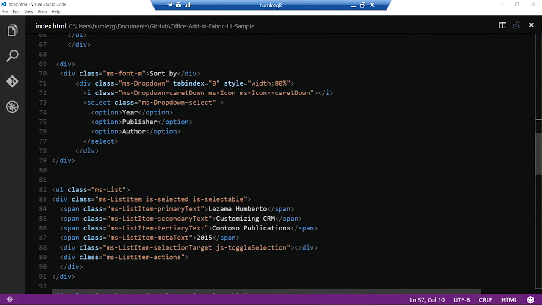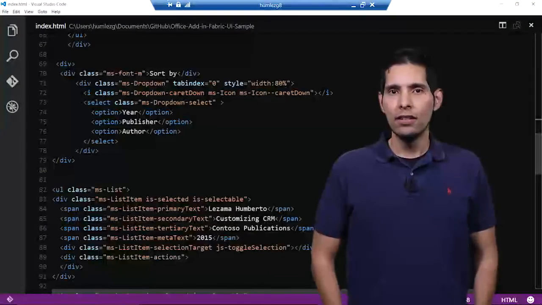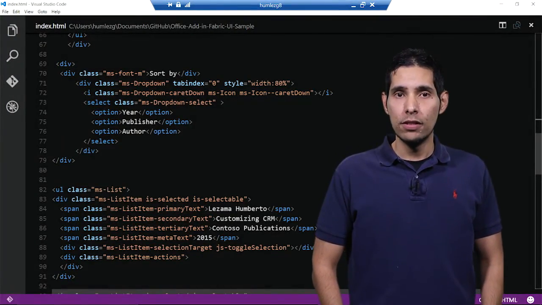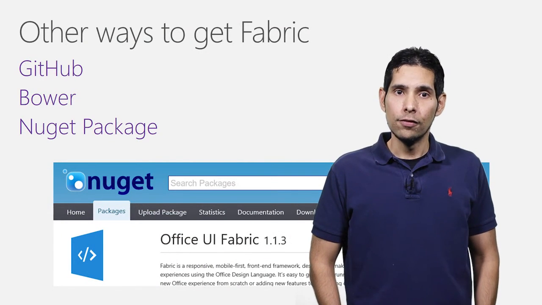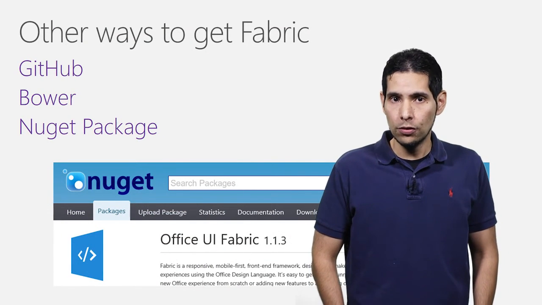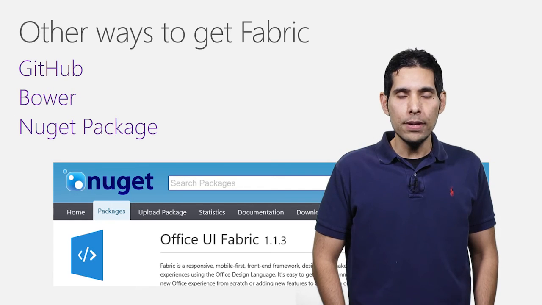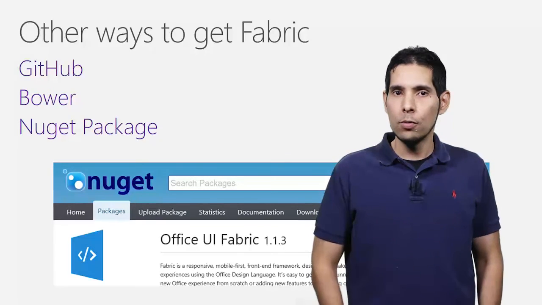You can get the source of both samples that we showed you right on GitHub. We mentioned that the fastest way to get going is to reference Fabric from the CDN, but you can also get Fabric from any of these popular sources. GitHub, particularly if you want to get your hands on the source code, also Bower or NPM, or as a NuGet package which makes it a snap to consume it right from within Visual Studio.